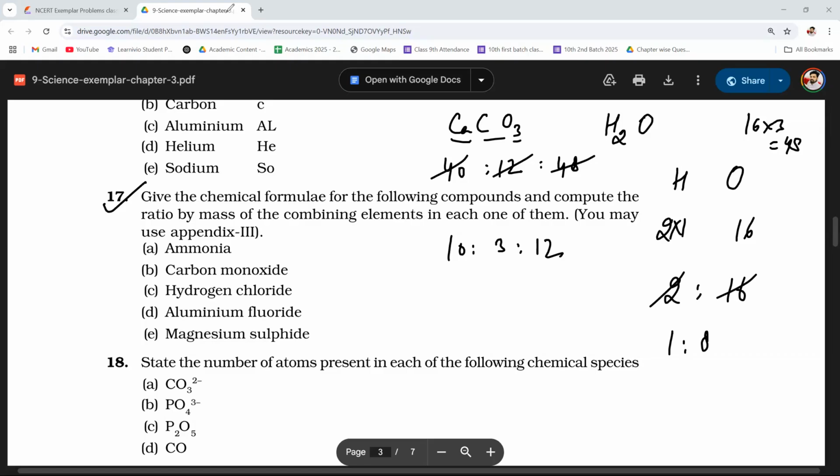Done? No, sir. Do it, do it. Are you doing it now? First, confirm with me, have you written the correct chemical formula or not? If you are not done with the correct chemical formula, you will not be able to calculate the mass ratio. So first calculate all five molecular formulas.